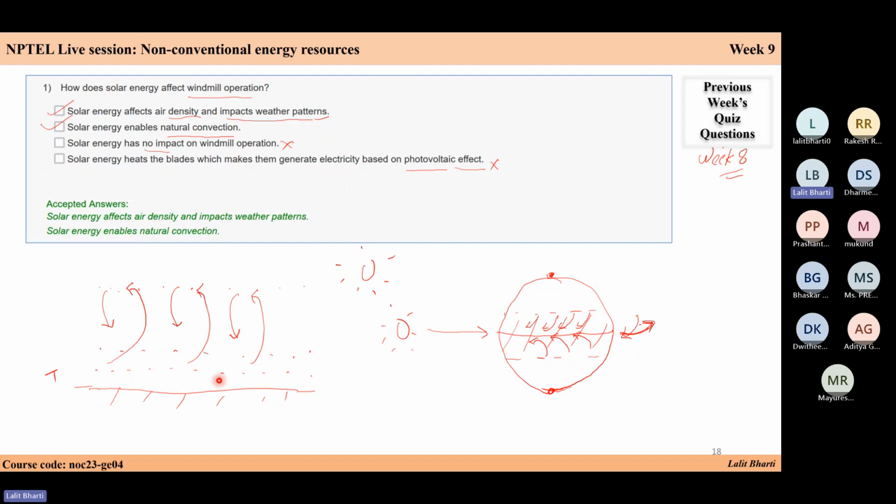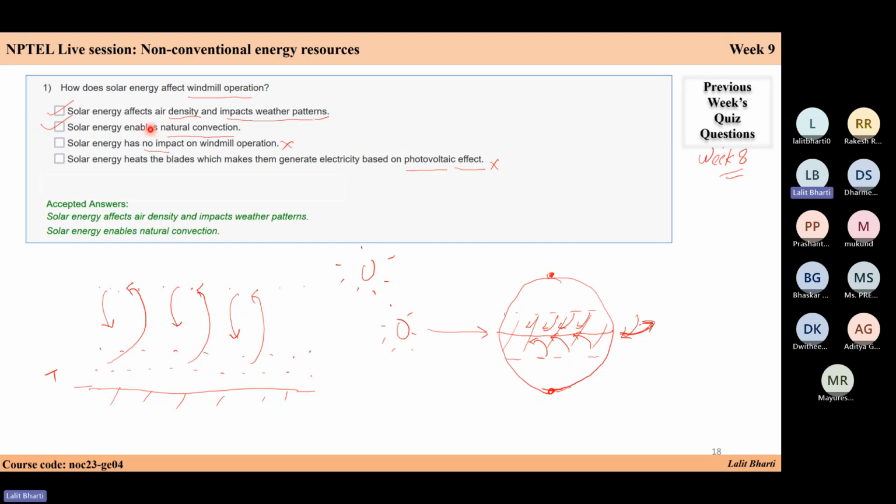The second way is your earth's surface gets heated by the solar radiation. Then the high-temperature air goes to the upper side due to the lower density, and the colder air will fill this space. So you basically get a circulation of air, a wind pattern, by that.